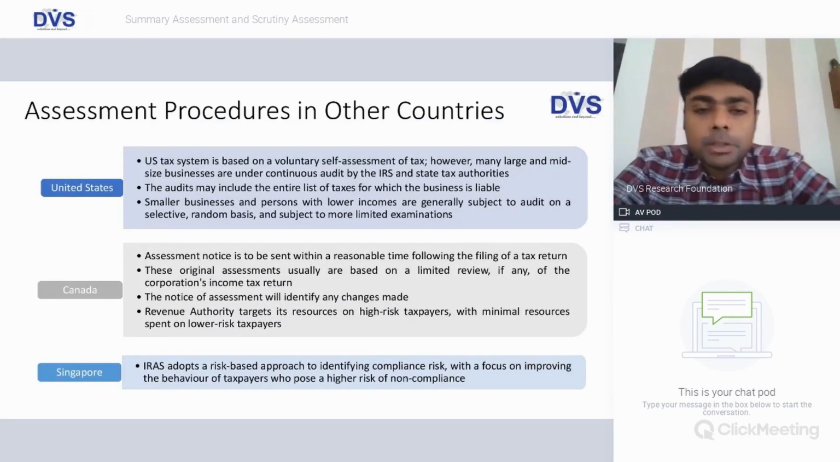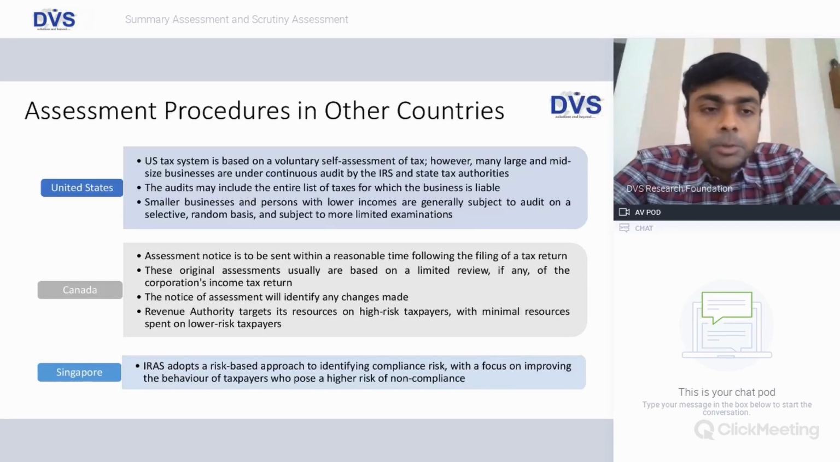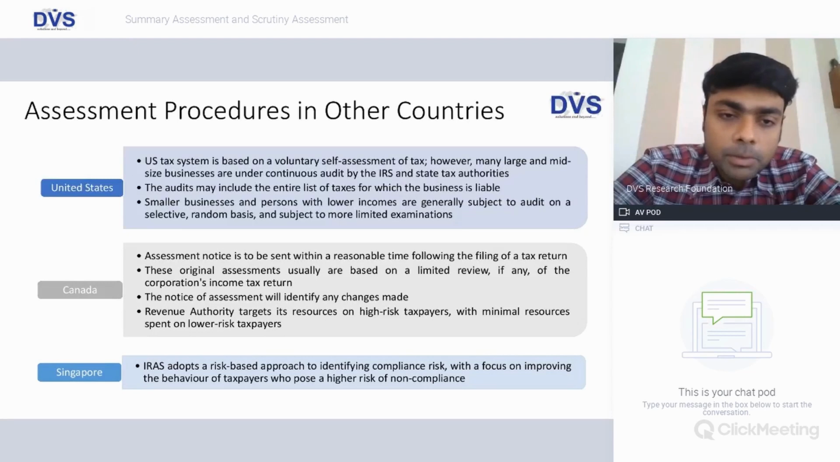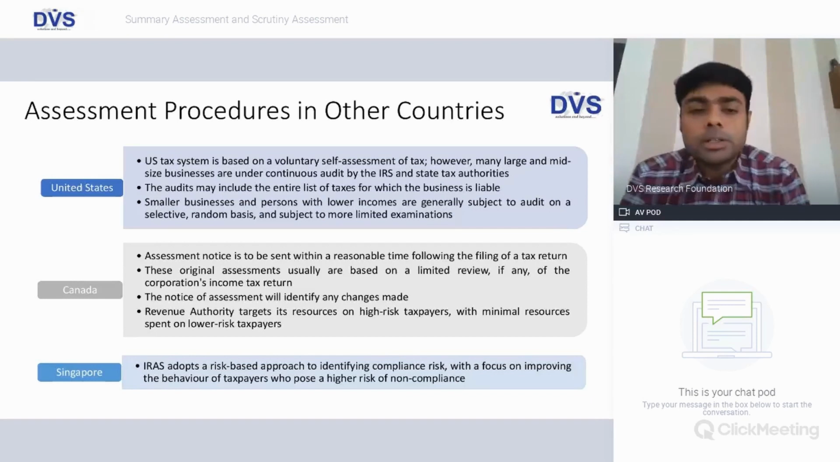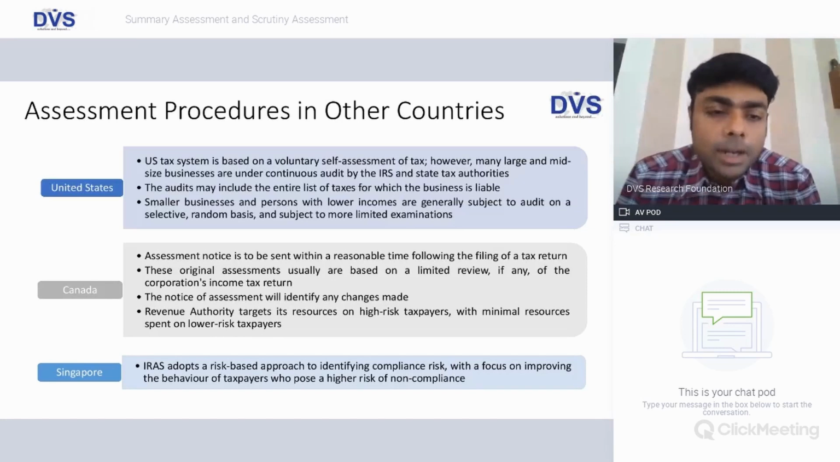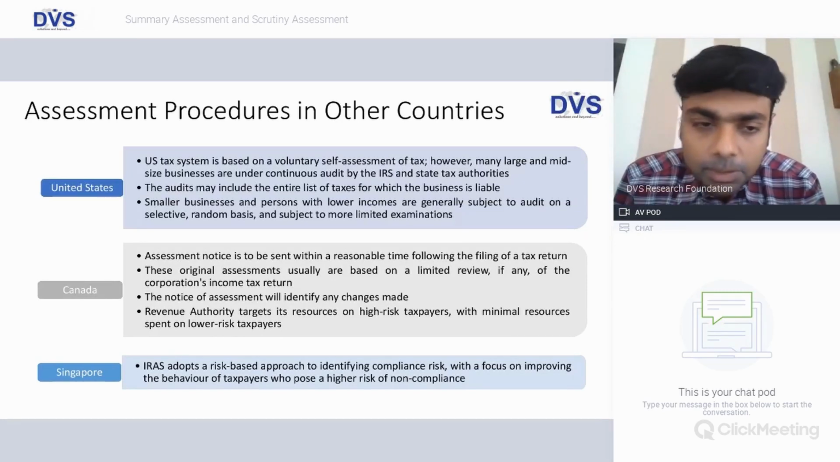Now let's look at how the situation pans out in other countries. In the US, there is a voluntary self-assessment, which is very similar to what happens in India. However, many large businesses and mid-sized businesses are continuously audited by the IRS and state tax authorities. Unlike India, the US has both federal and state taxes. The audits may include the entire list of taxes for which the business is liable. Smaller businesses and persons with lower incomes are generally subject to audit on a selective or random basis. Even in India, what we are given to understand, less than 1% of the returns filed are picked up for scrutiny.